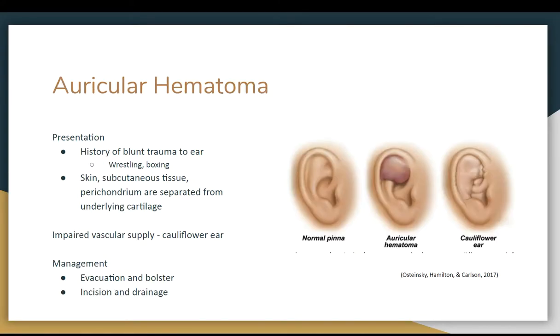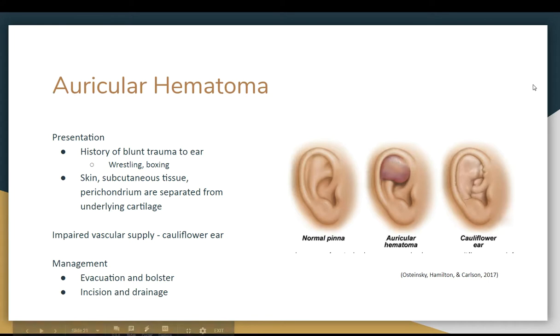The next thing we're going to talk about is auricular hematoma. This is pretty common, especially in wrestlers and boxers who get hit in the sides of the ear. This is damage to the skin, subcutaneous tissue, and perichondrium, in which they are separated from the cartilage underneath, and this creates a hematoma. Again, it can cause an impaired vascular supply, much like the nasal septal hematoma, and so that results in that kind of disfiguring appearance of cauliflower ear.